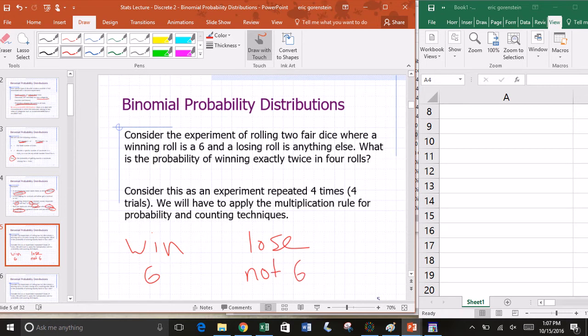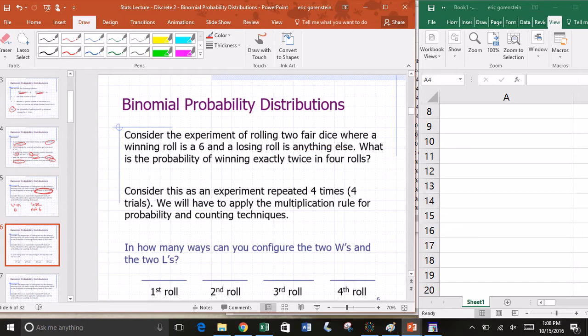Okay, so what's the probability of winning exactly 2 times in 4 rolls? We have a fixed number of independent trials, 4 trials, and a fixed probability of success. So the probability of rolling a 6 remains unchanged from roll to roll. We could look at this as an experiment that's repeated 4 times, or an experiment with 4 trials. Now, thinking back to probability, we'll use the multiplication rule, because we have a sequence of 4 events. 4 rolls, 2 of the rolls will be a win, 2 of the rolls will be a lose.